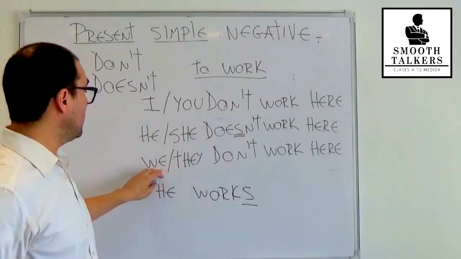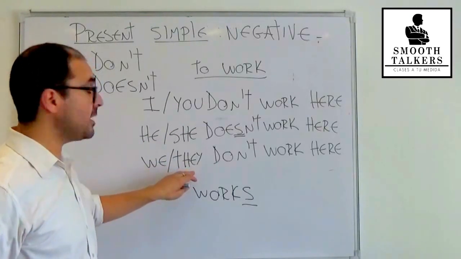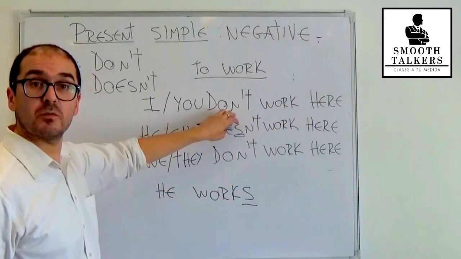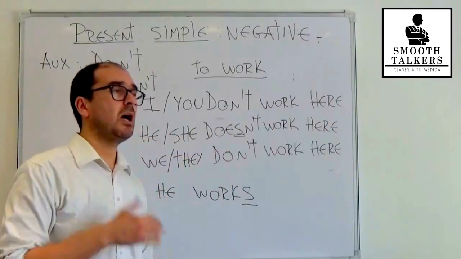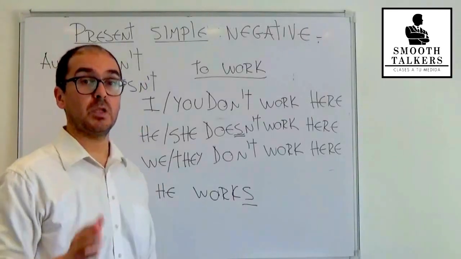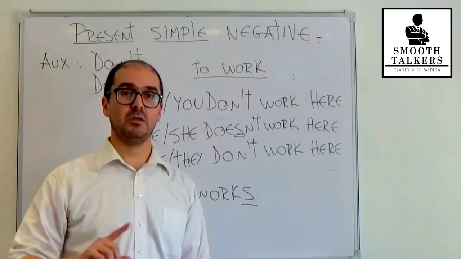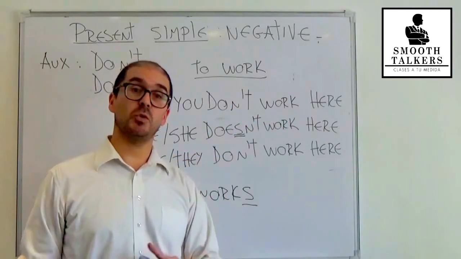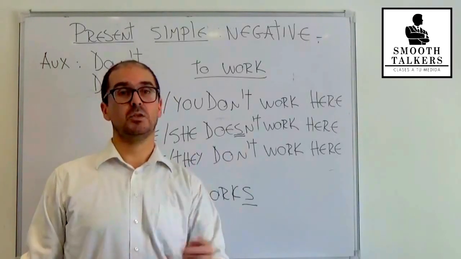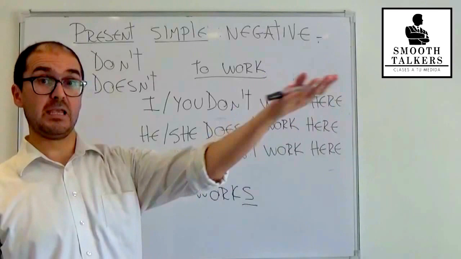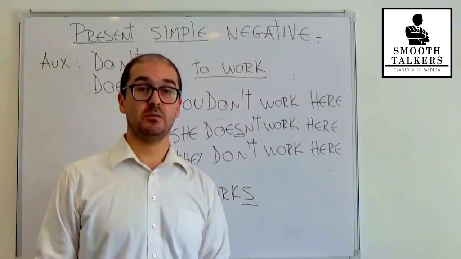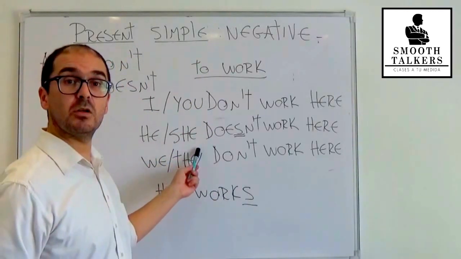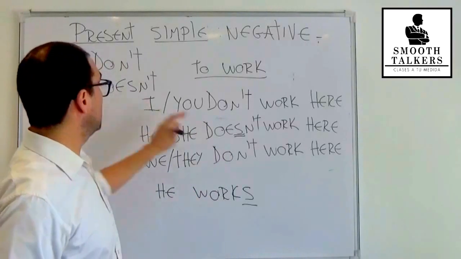This is the reason why we say doesn't when we say he, she, or it. And following up, when we use the plurals, we and they, we use don't. So we revert to the original form. It goes like this. I don't work here. You don't work here. He doesn't work here. She doesn't work here. We don't work here. They don't work here. So remember, when making a negative phrase using third person singular, we have to use doesn't.